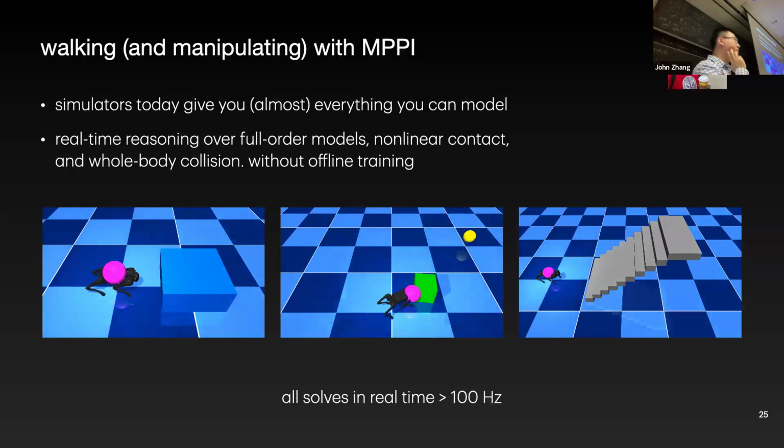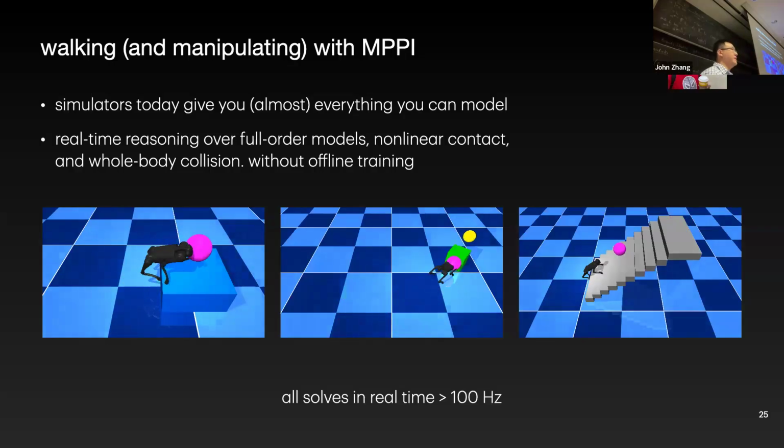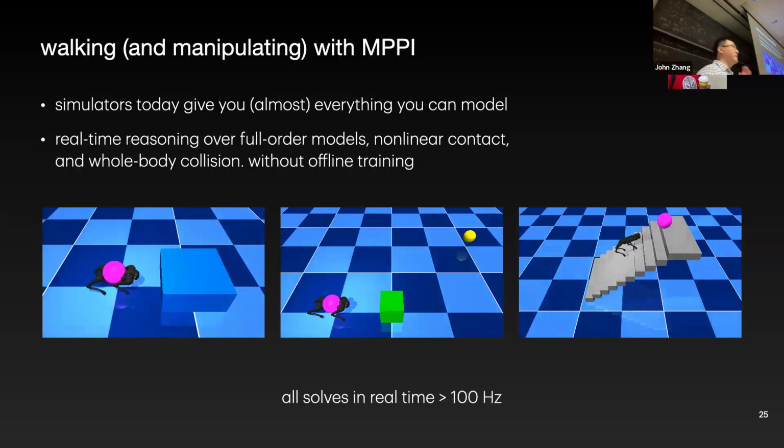But yeah, that's a good question. You obviously can't foresee future contact behavior that is not in your prediction horizon.